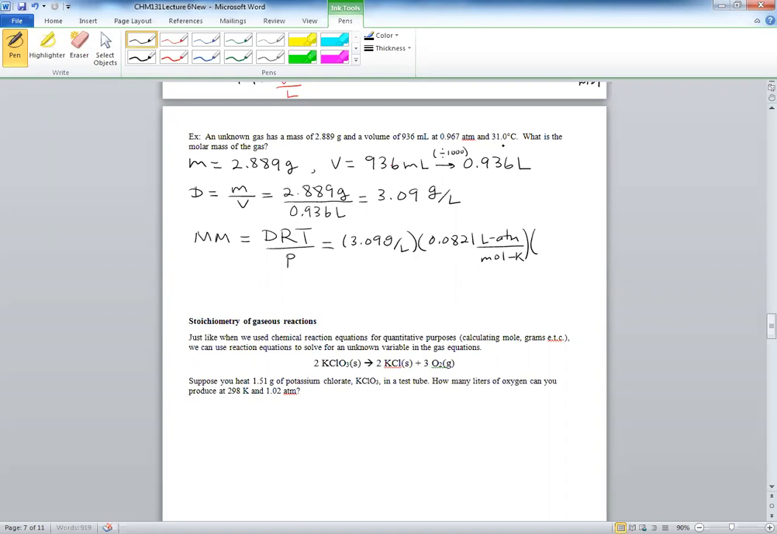Now temperature right here. So T is, remember, we have to add 273 to it. So 31 plus 273, that's 304 Kelvin. And that goes right here, 304 Kelvin. Divided by pressure, which is 0.967 ATM. Very well.